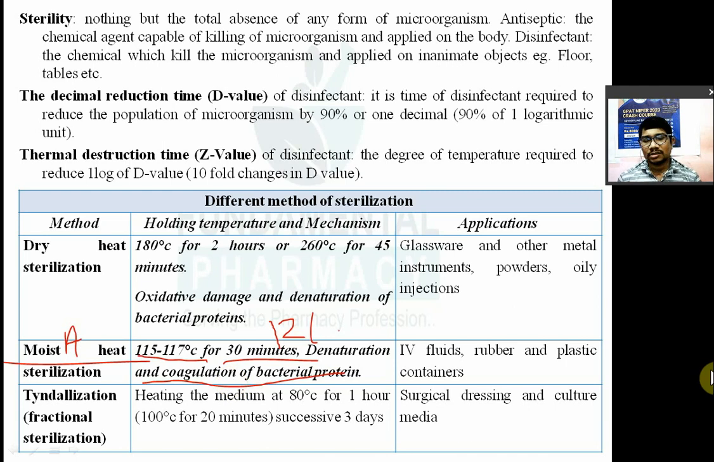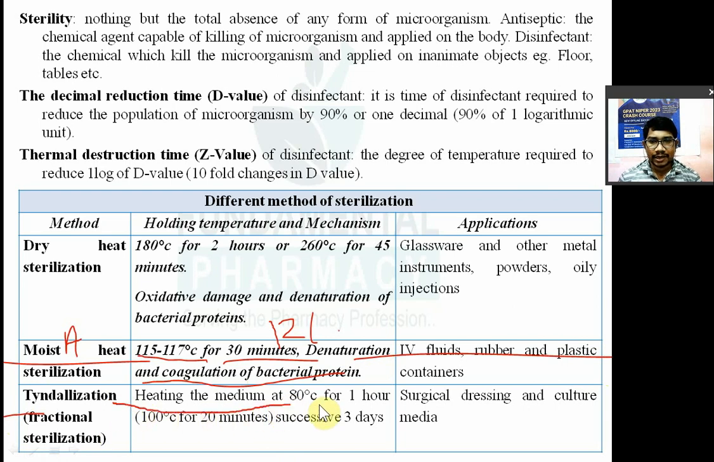Right? Moist heat sterilization is used for the IV fluids, rubber, plastic container. Okay. Then next to that, tyndallization. Tyndallization is also known as a fractional sterilization. Question आ चुका है इसके ऊपर. So what is the holding temperature?